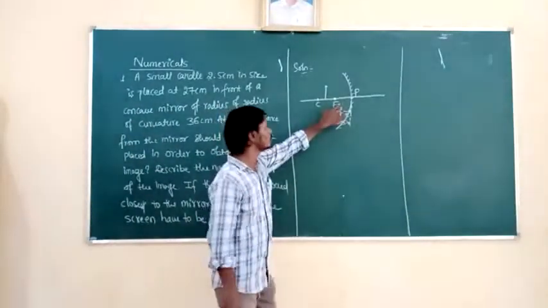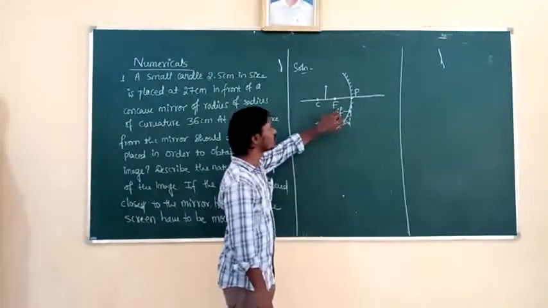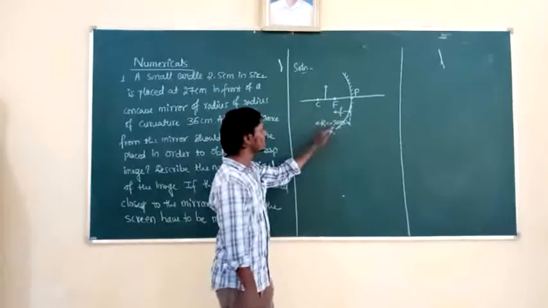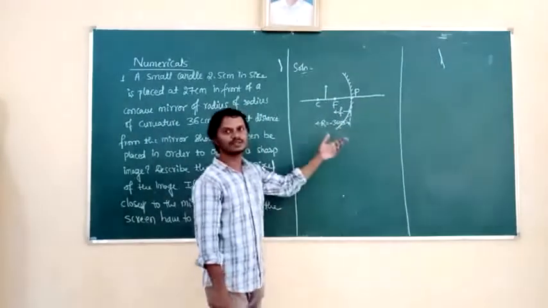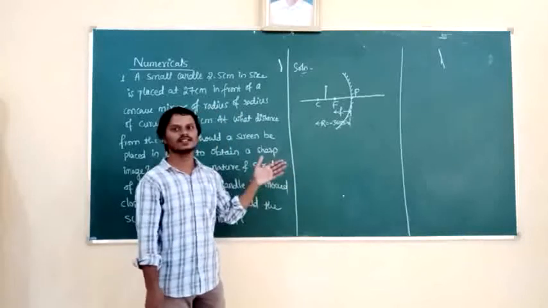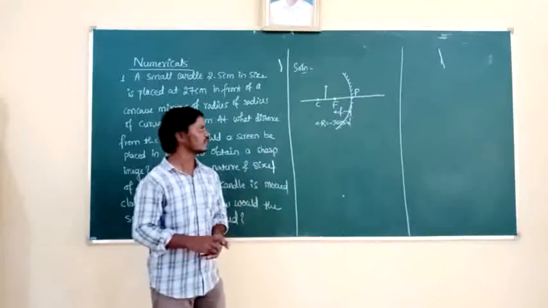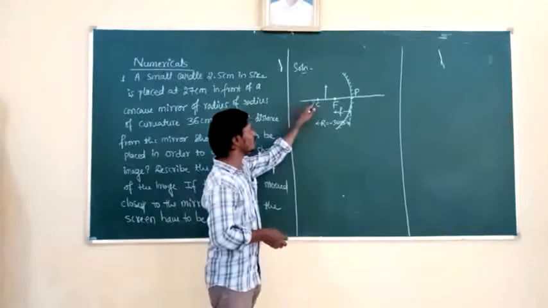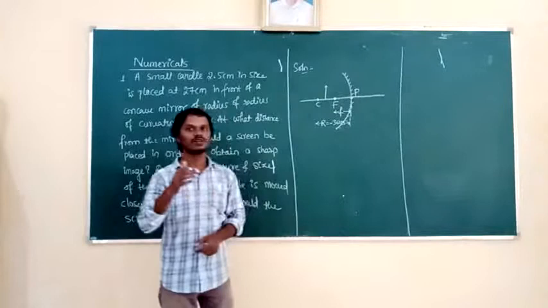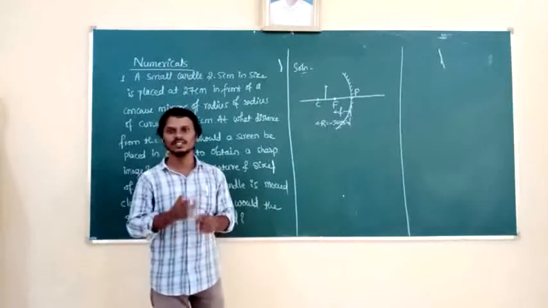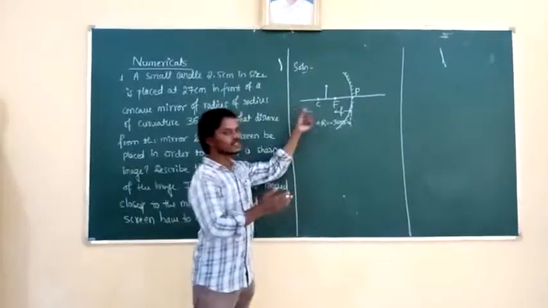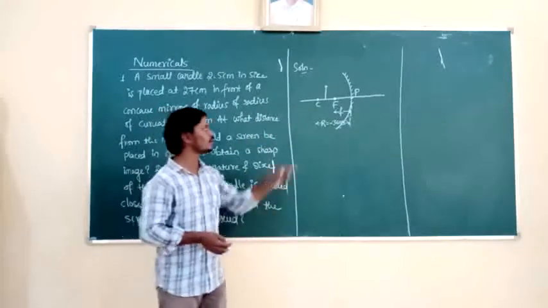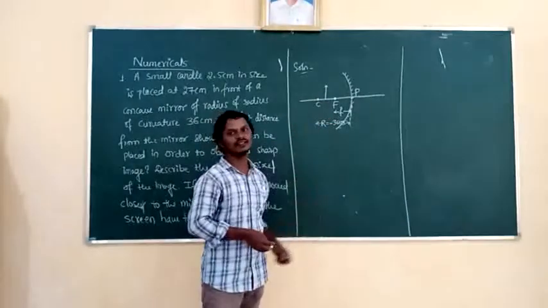Why? Because here the object distance is greater than focal length, means greater than 18 centimeter and less than 36 centimeter. Already you know that 27 is greater than 18 and less than 36. Okay. So the object is placed in between C and F. You got some idea where the image is formed. Image is formed beyond the C, because the object is in between C and F.